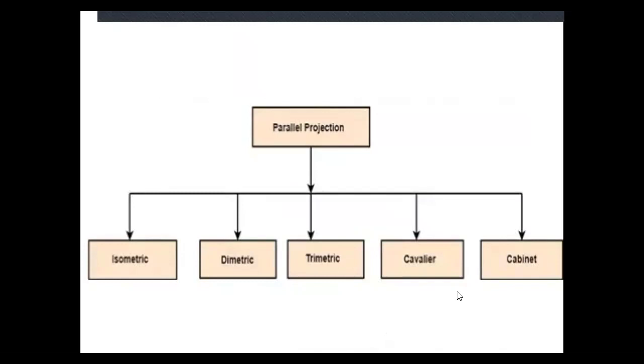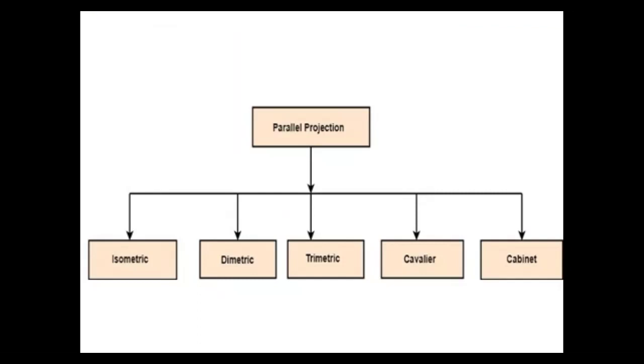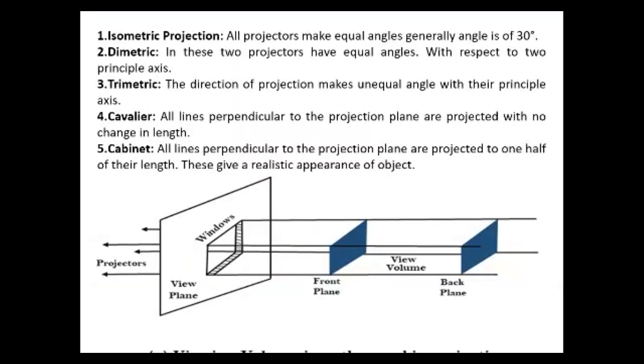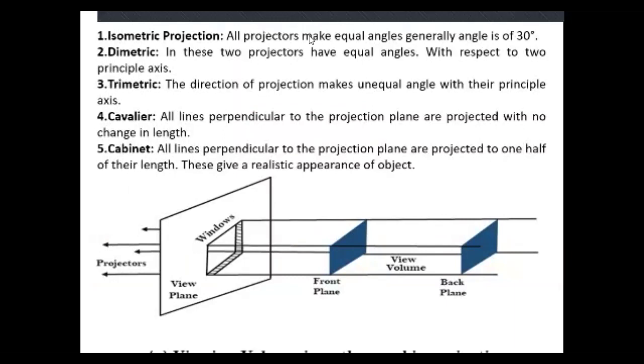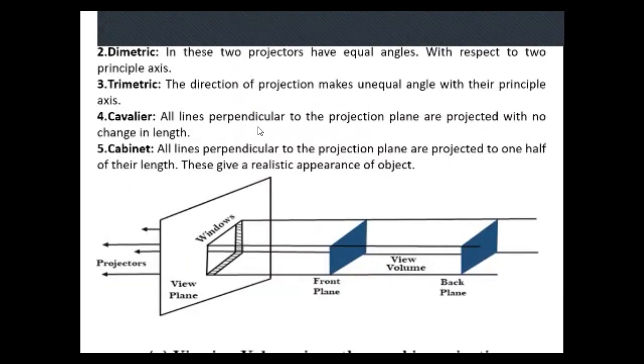There are mainly five types of parallel projection: isometric, dimetric, trimetric, cavalier, and cabinet. Firstly, we discuss isometric projection. In isometric projection, all projectors make equal angles, generally an angle of 30 degrees, with all axes. In dimetric, the projectors have equal angles with respect to two principal axes. For the trimetric parallel projection, directions of projection make unequal angles with the principal axes.